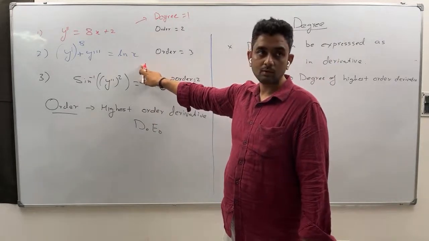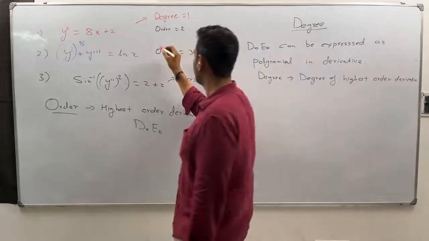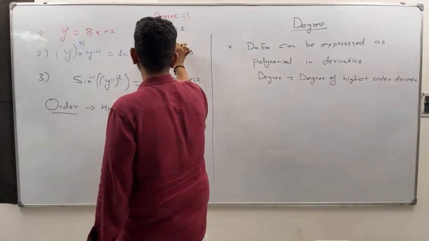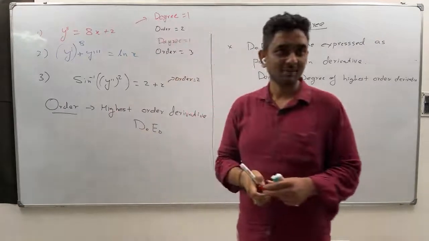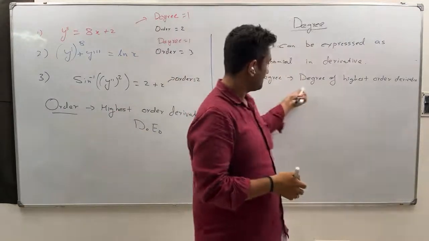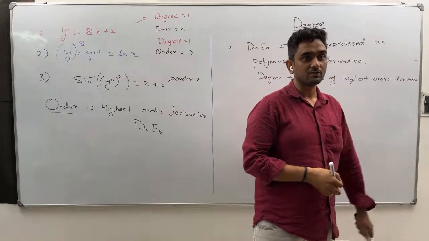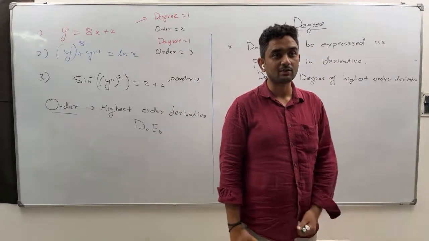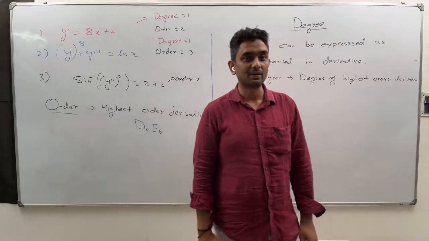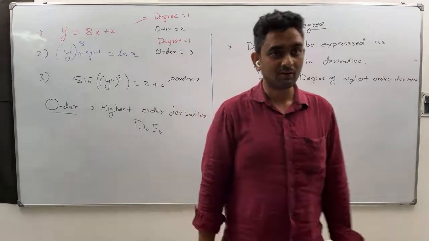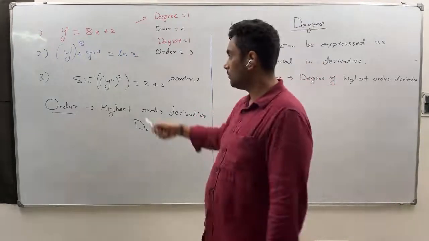What about this one? It will be 1. Why 1? What is the highest order derivative, y dash or y triple dash? What is the power of y triple dash? It is 1, so degree is 1.